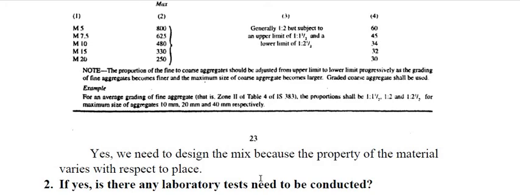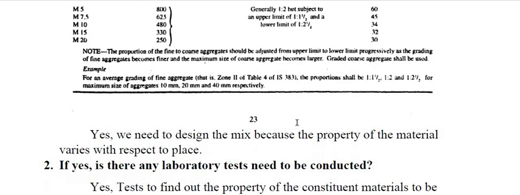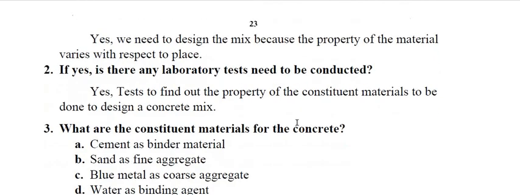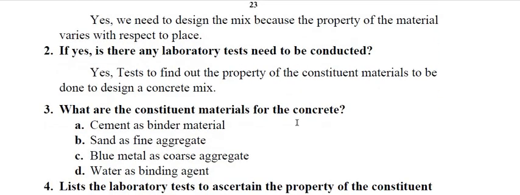Next, if yes, is there any laboratory test that needs to be conducted? Yes, we already mentioned that the property of a material will not be the same at all places, so we need to test the properties of the constituent materials, which may be cement, sand, coarse aggregate and water. Many laboratory tests are there to ascertain the properties of the constituent materials.